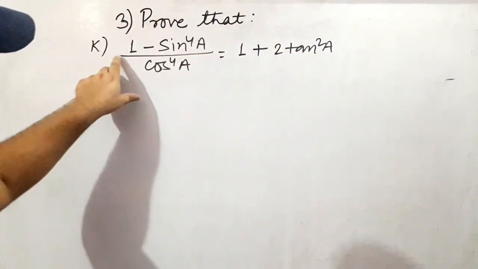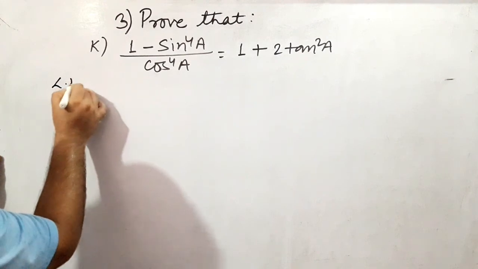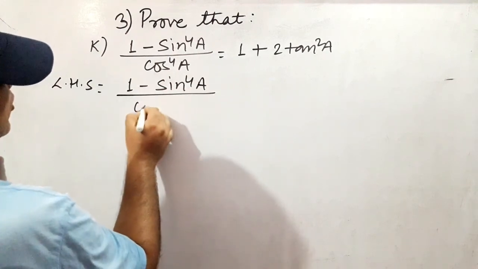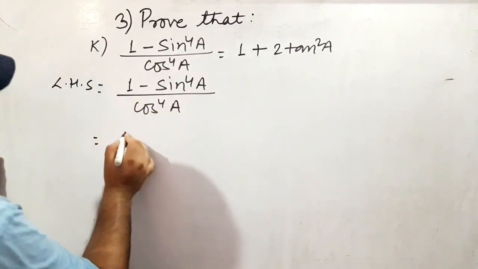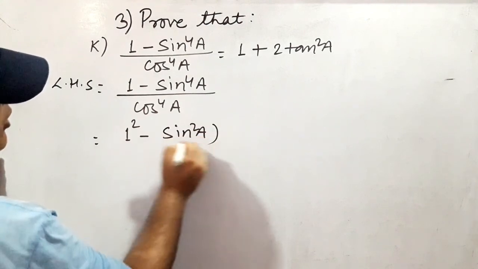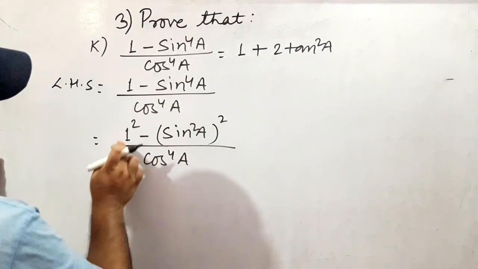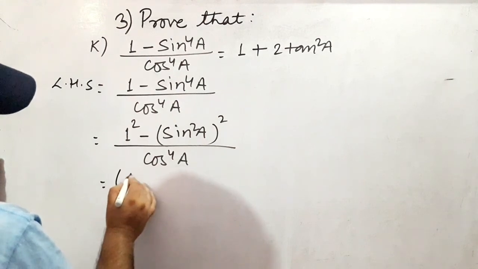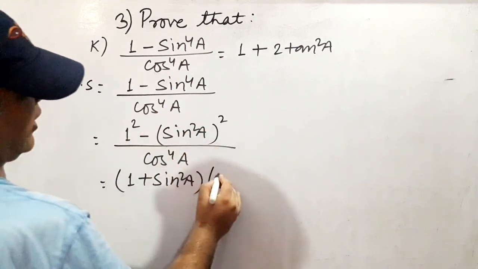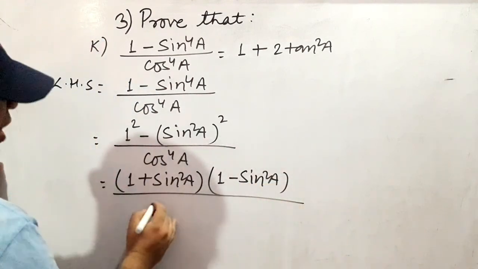This is similar to the previous question. (1 minus sin^4 A) by cos^4 A equals 1 plus 2 tan^2 A. Taking the left hand side, (1 minus sin^4 A) by cos^4 A. 1 can be written as 1 squared, minus sin^4 A can be written as (sin^2 A) whole squared, by cos^4 A. It is in the form a squared minus b squared, that is (1 plus sin^2 A), that is a plus b, (1 minus sin^2 A), that is a minus b, by cos^4 A.